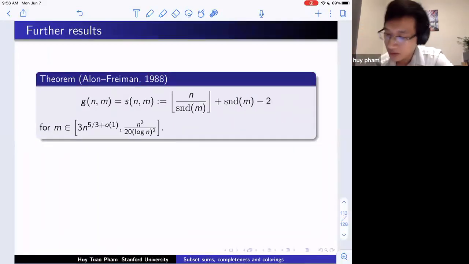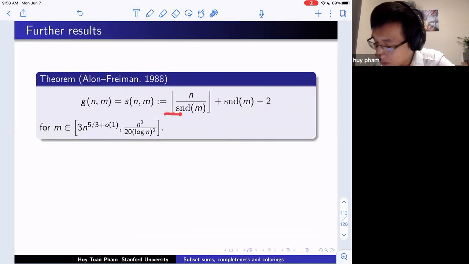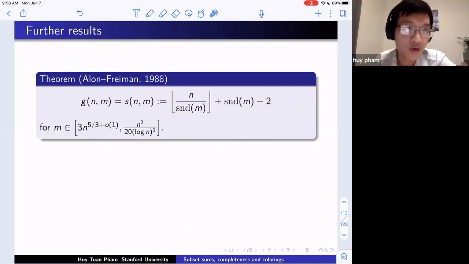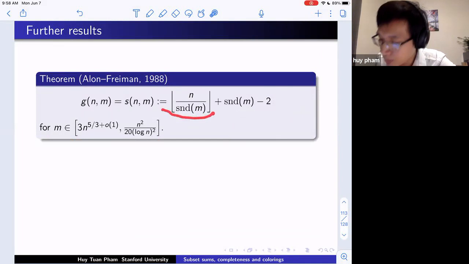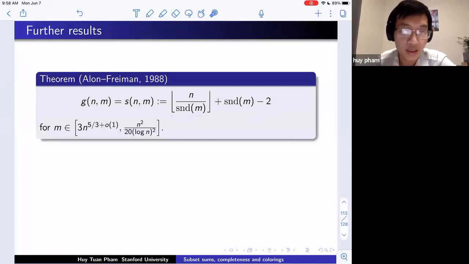Later, Alon and Freiman improved the bound to an exact determination of G of n and m, which is this number here, for m sufficiently large. So for m bigger than n to the 5/3, roughly. Again, this one corresponds to a natural lower bound. We can take all of the multiples of s and d of m, and then we can add in a few extra elements that are not multiples, carefully, so that we can avoid m. So we can construct this as a natural lower bound. And they show that, surprisingly, it is also the upper bound.